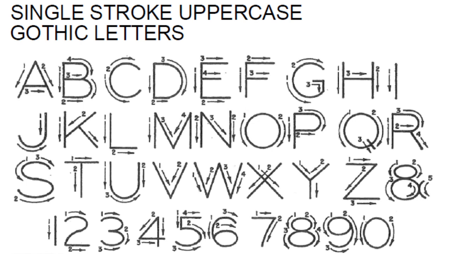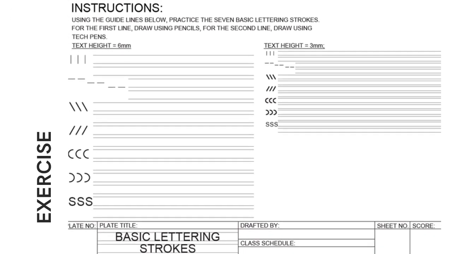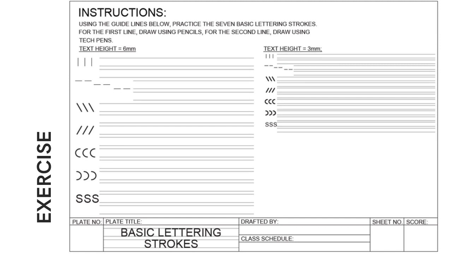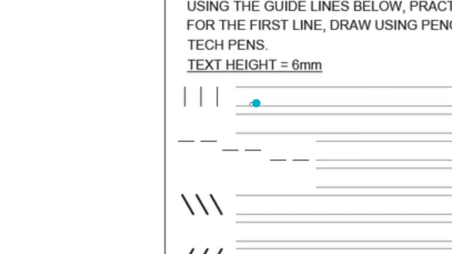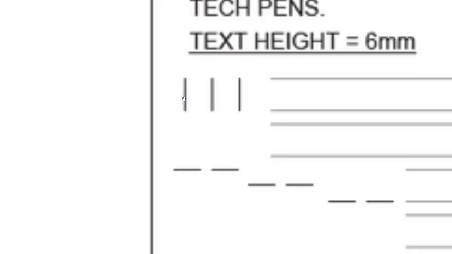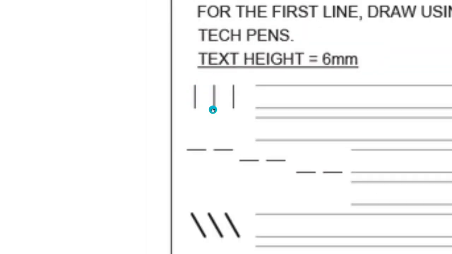So this is our plate. This would be your first plate. The instructions are above. Again, for the first line, you would be drawing using pencils. For the second line, you would be drawing using tech pens or ball pens. So you know what size to use: 6 mm for one, and 3 mm tech pen size for the other. My emphasis is the spacing of the characters. The spacing would be the same as in my example on the left side. The number of characters does not matter, only the spacing.